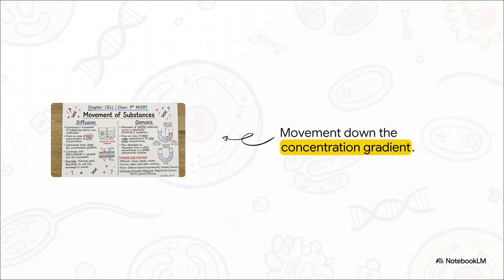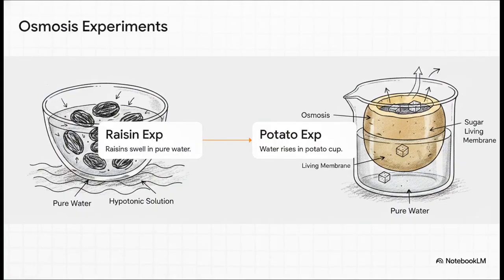As you can see illustrated here, the molecules naturally and spontaneously just flow down the concentration gradient. They move from the highly concentrated area over to the lower concentrated area until they reach a perfect, happy state of equilibrium. And because this is passive transport, this entire process requires absolutely zero energy, zero ATP from the cell itself. It just happens.